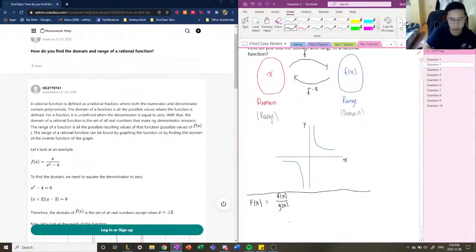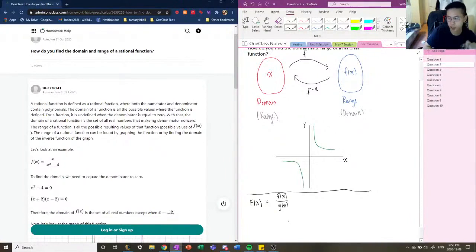So when you have a rational function where the denominator is equal to 0, the limit is undefined. And that is a function of how limits exist and how limits work. I won't be getting into too much detail about that, but that's a key to figuring out the domain of our function here. So the junior tutor says, with that in mind, when the denominator is equal to 0, it is undefined. The domain of a rational function is the set of all real numbers that make the denominator non-zero.